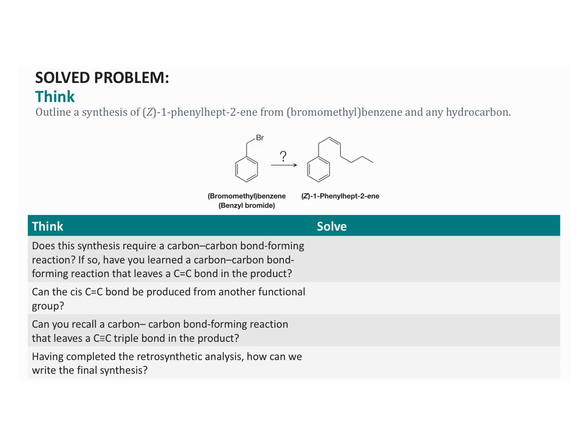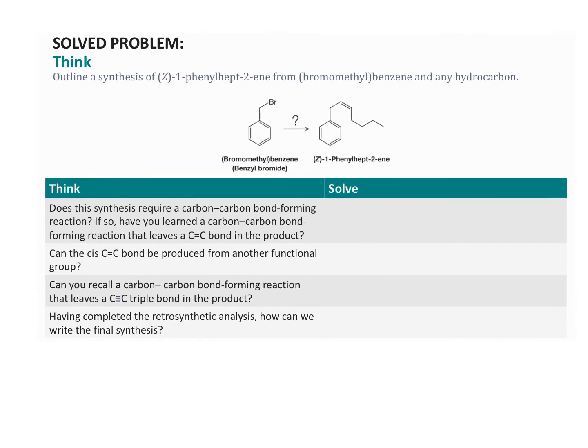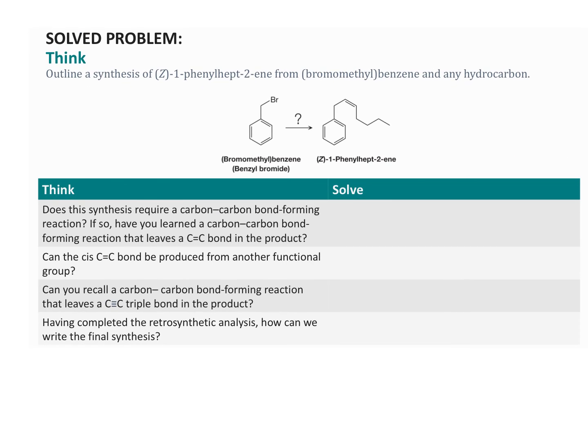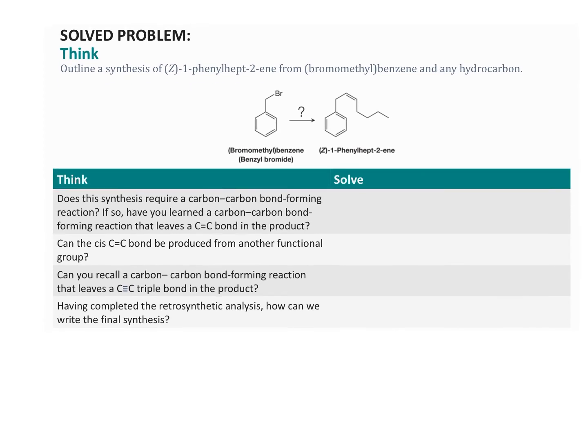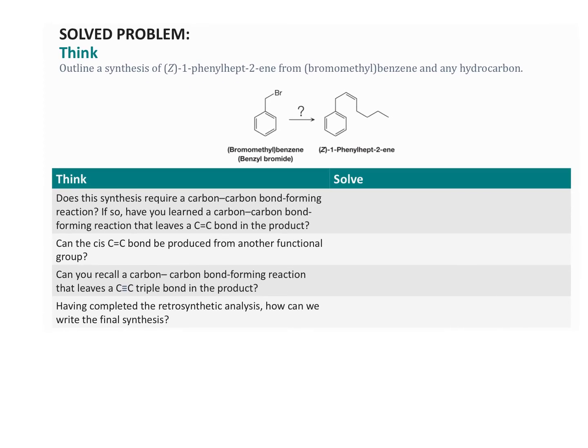So we've learned all these new reactions. I want us to do an example here. Outline a synthesis of Z-1-phenyl-hept-2-ene from bromomethylbenzene and any hydrocarbon. Okay, so we've got to go from this to that.